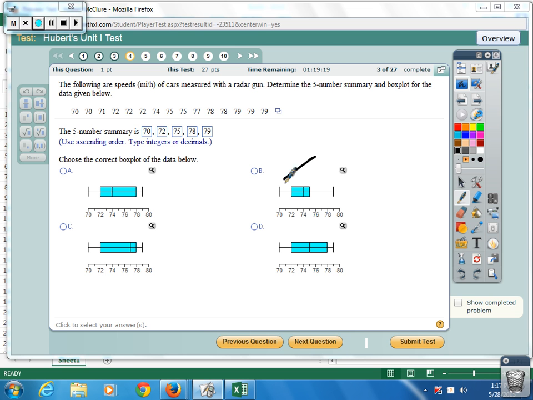It's not this one. Why? It has it on 74. So that's not right. Let's see if we can find another one that's not right. Well, 74 right here also. This one's 7-something. Kind of narrows it down a little bit, doesn't it? I think the answer's C.